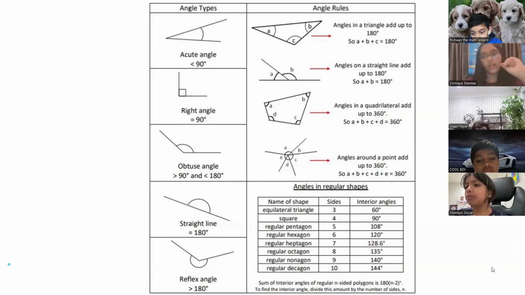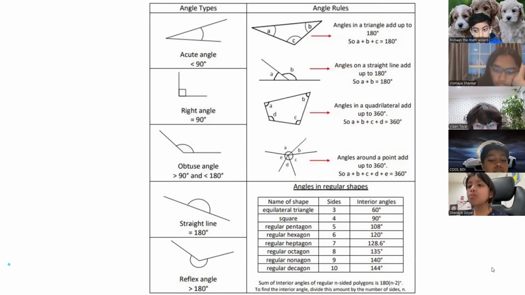Angles in regular shapes. Equilateral triangle, 3 sides, 60 degrees. Square, 4 sides, 90 degrees. This is not how I want you to read, Arush. When you read angles in regular shapes, you're going to say the name of the shape, the sides in that shape, and the interior angle of that shape. Start again. Name of shape, equilateral triangle. Sides, 3. Interior angles, 60 degrees.